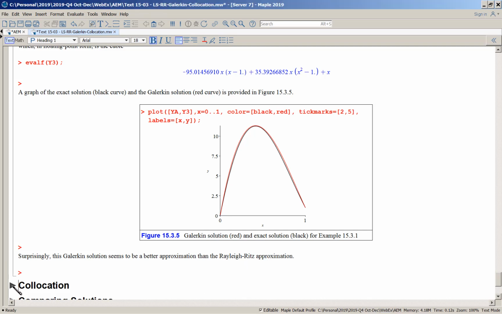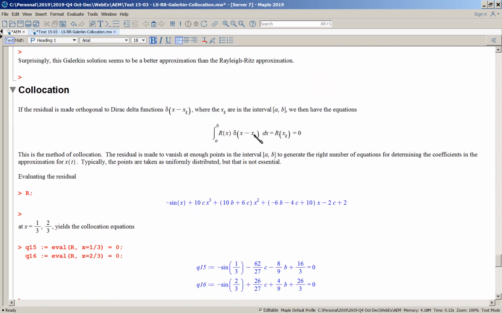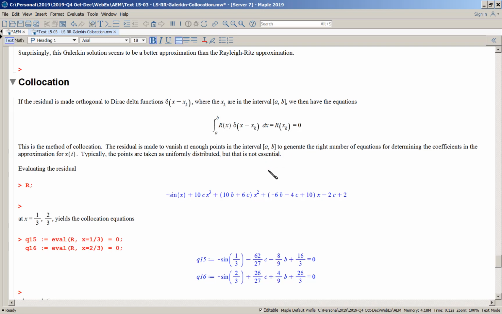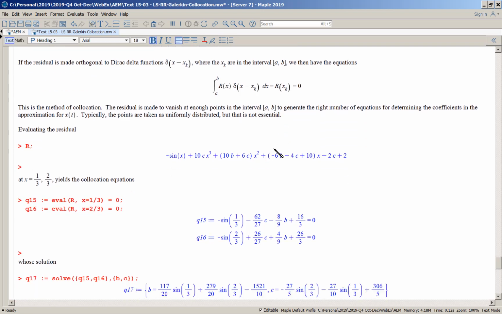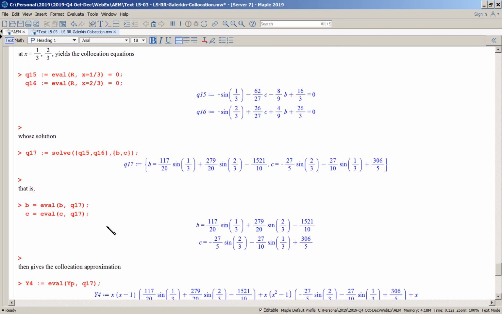Now what about this collocation technique? Let's take a look at the collocation technique. We make the residual orthogonal to these delta functions, which means we are evaluating the residual at specific points. And in this experiment, we'll evaluate the residual at 2 points. I can foresee evaluating at multiple points and then doing a least squares fit, but here we'll evaluate it at 2 points, and we'll have 2 equations and 2 unknowns, which will solve for B and C.